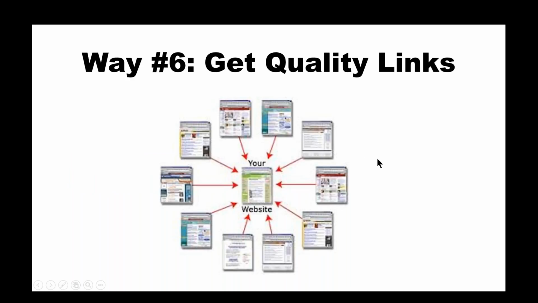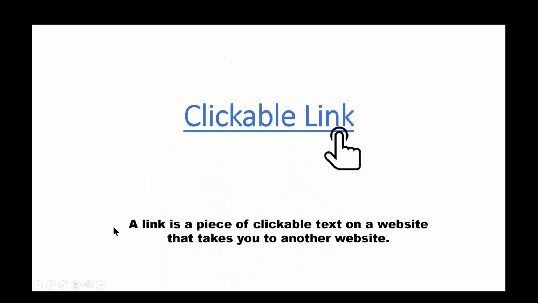Okay, now we're going to go into the 6th way. This is going to be a little heavy, a little technical, but it's important. Getting links or backlinks to your website. Very, very important for SEO. A link is a clickable piece of text that you've probably seen on a given website. You click on it, and it takes you to another website. That's what a link is, okay?